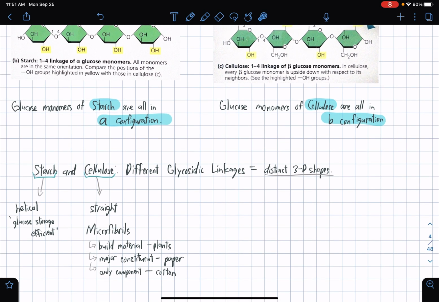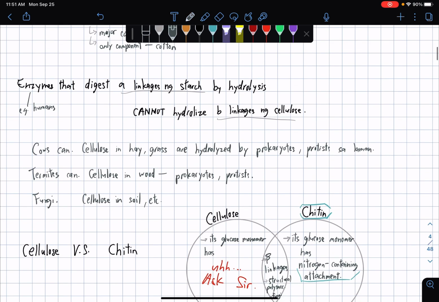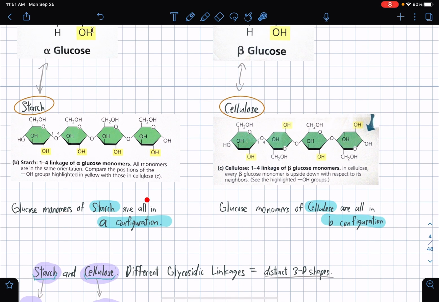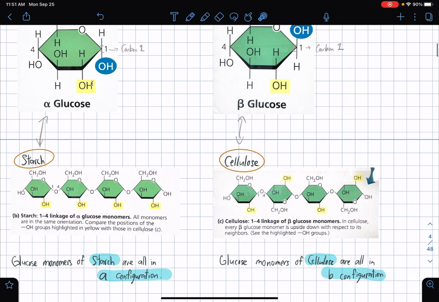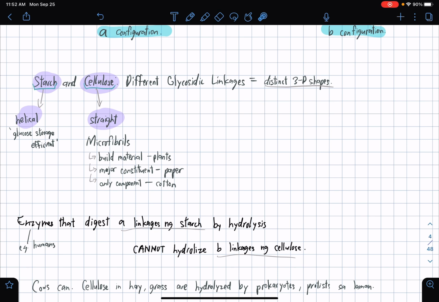So yeah, you might want to associate starch with helical. Cellulose is straight. So glucose monomers of starch are all in alpha configuration. On the contrary, glucose monomers of cellulose are all in beta configuration. Starch and cellulose have different glycosidic linkages, which means they also have distinct 3D shapes.